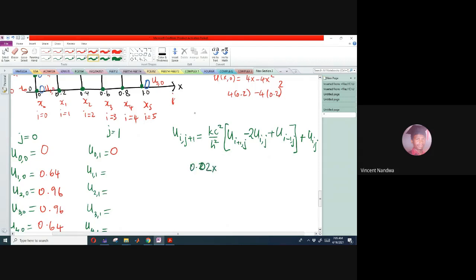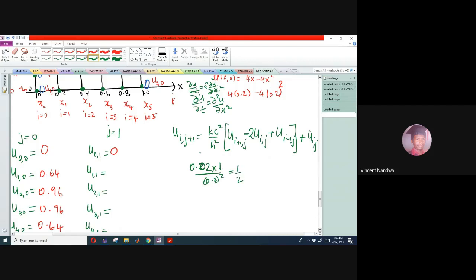And then c squared. Remember we had partial u partial t equals partial squared u partial x squared. When you compare to the general formula, partial u partial t equals c squared partial squared u partial x squared, this c squared is 1. So it is just 1 over h squared. h for this case is 0.2, squared. When you work out 0.02 divided by 0.2 squared, we get a half.